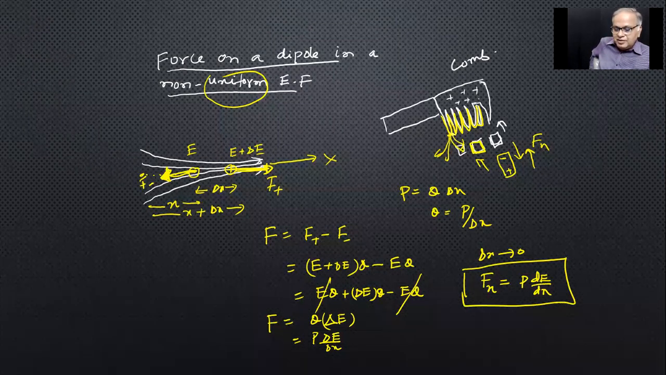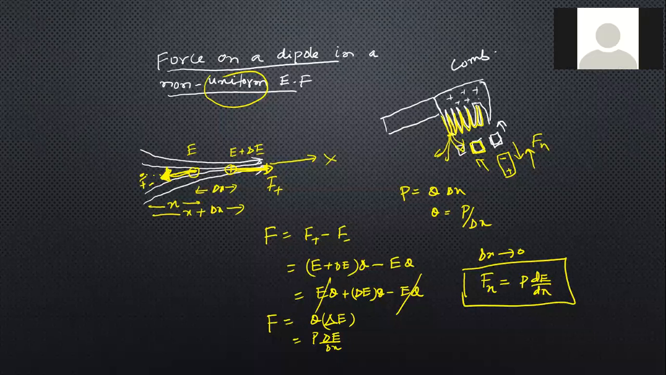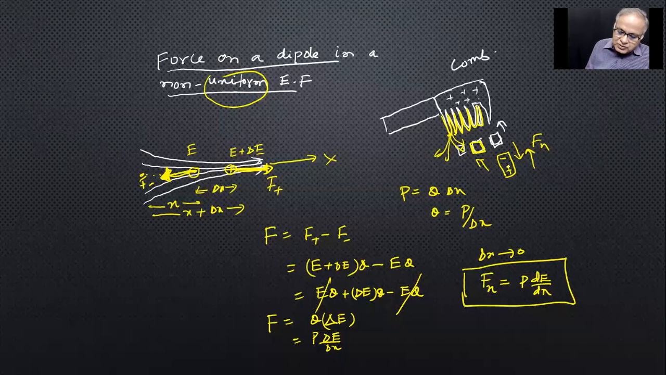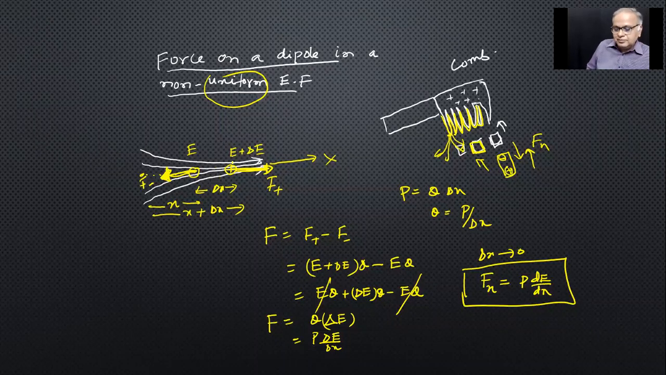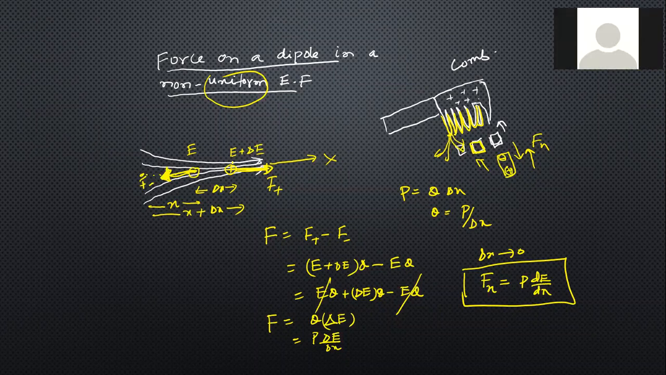What you need to understand is there will be a net force because this experiences one force, this experiences another force because of the E being different. In a uniform field, the forces will be the same, so the net force will be 0. It is automatic, right? Now tell me, children, anything else?